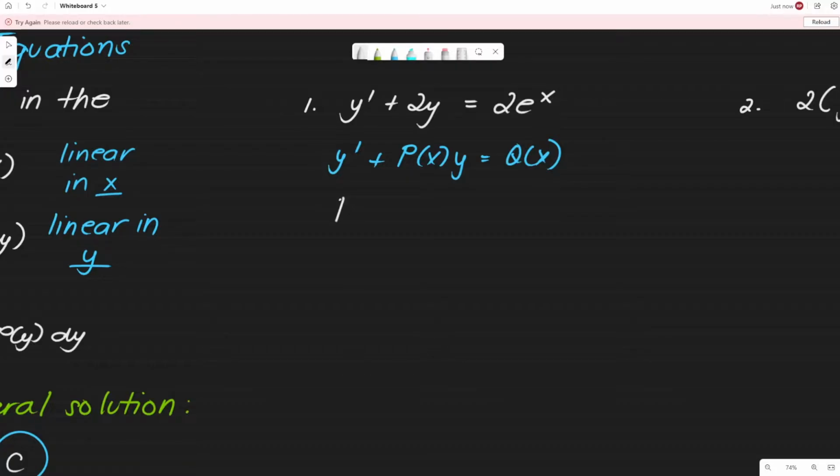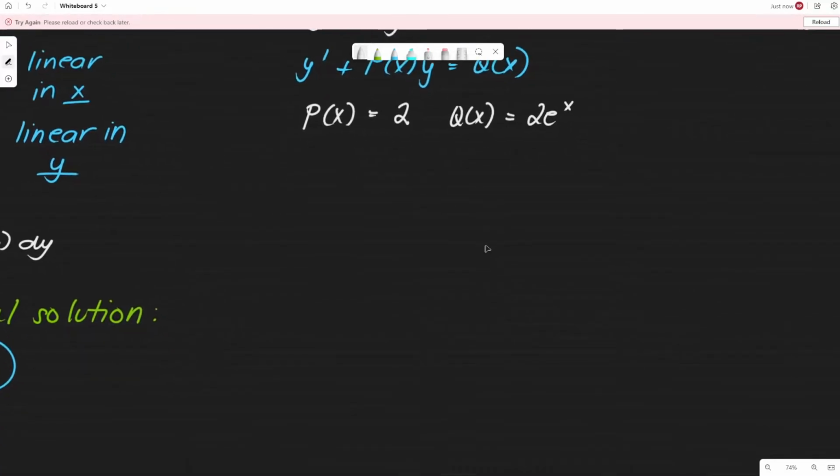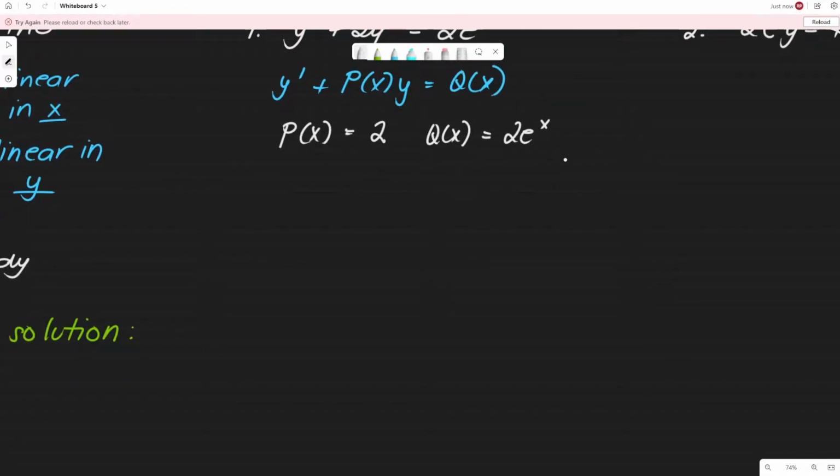What is our p of x? It is 2. 2 is a function of x. Remember, constants are always functions of any variable. Then our q of x is of course the one on the other side, 2e raised to x. You just need to remember that there should only be one y, or you should be able to make it just one y in the differential equation for it to be linear. Or else, it might not be linear, which we will tackle in the latter part of our discussion. So here, p of x is 2, and q of x is 2e raised to x.